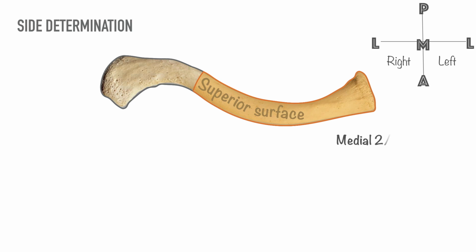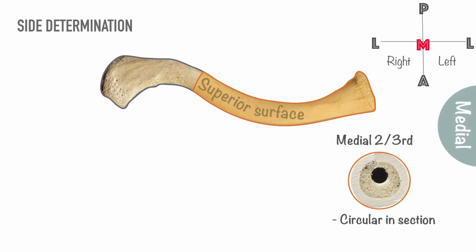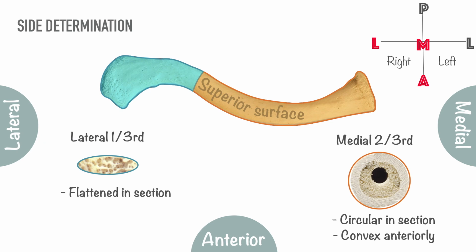The medial two-thirds of the bone is circular in section and convex anteriorly, and has an anterior and posterior surface instead of borders. The lateral one-third is flattened in section and convex posteriorly. So this is a right-sided clavicle.